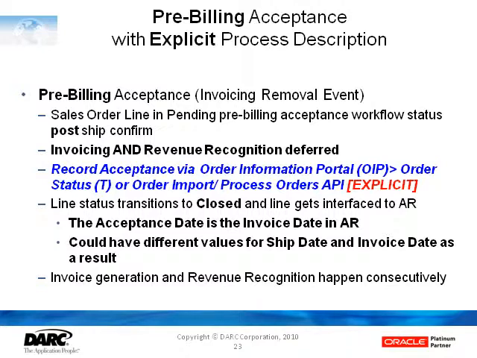From that point on, both the invoice generation and the revenue recognition happen consecutively. There are no dependencies, no holds, no contingencies. They happen one after the other.